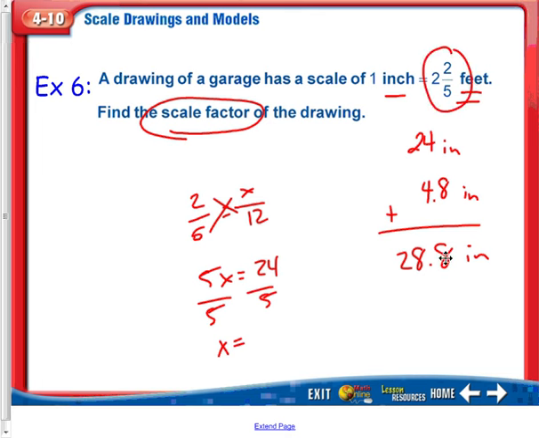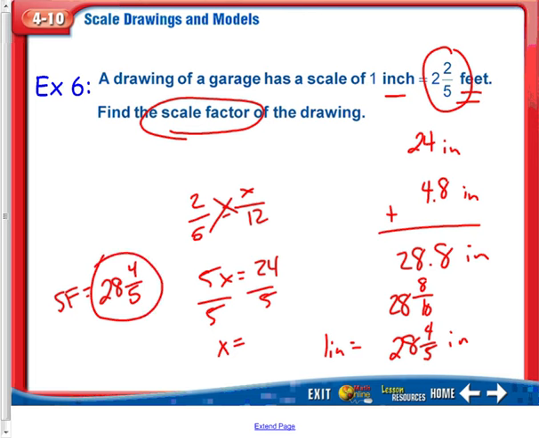Now, it is important to notice that in our original problem, we were given a fraction. So we need to get 8/10 into a fraction, so 28 and 8/10. And then we can simplify that to be 28 and 4/5 of an inch. So we have 1 inch equals 28 and 4/5. So our scale factor for this problem equals 28 and 4/5.